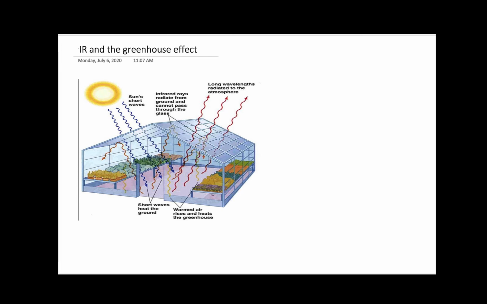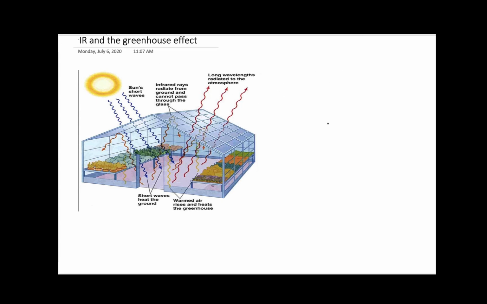So it can be released as infrared radiation. It can be released as radio waves. Radio waves and other long waves can pass back out of the glass, but infrared doesn't travel through glass or through plastic very well. And the reason for this is that these materials are insulators. So glass and plastic are insulators.